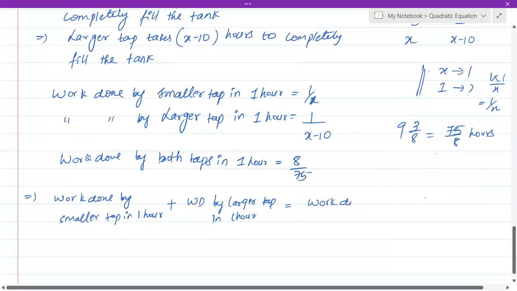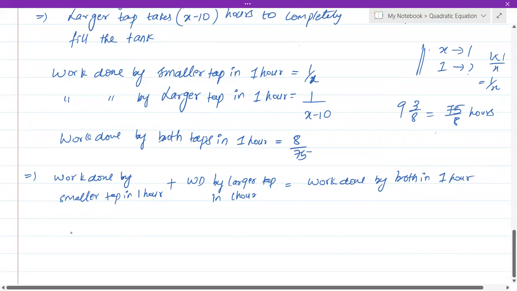Work done by both in 1 hour. As you can see, what is the work done by the smaller tap in 1 hour? It is 1 by x. What is the work done by the larger tap in 1 hour? 1 by x minus 10. What is the work done by both in 1 hour? That value was equal to 8 by 75.